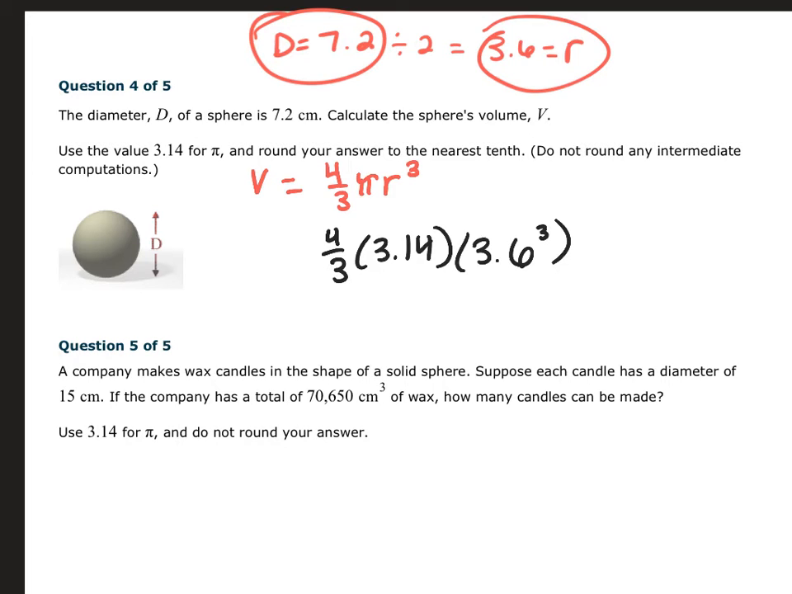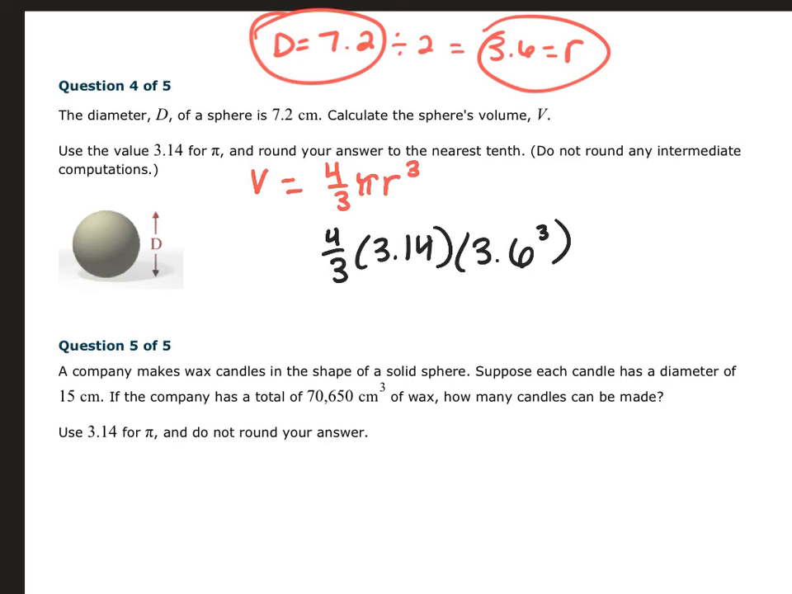For the 4/3, I like to do 4 divided by 3. You can write it the same way. Press enter. Then just say times 3.14 times 3.6, up arrow to the 3rd power. You might need to, if you're doing this on your phone and not a graphing calculator, do 3.6 up to the 3rd power first. Write down that number. Don't round anything. And then times 3.14, and then times that number you get for 4 divided by 3.